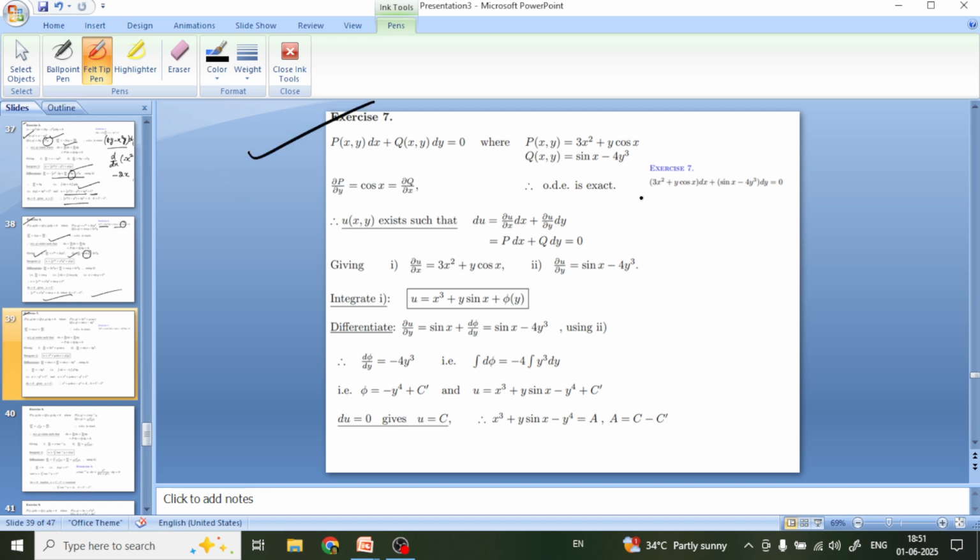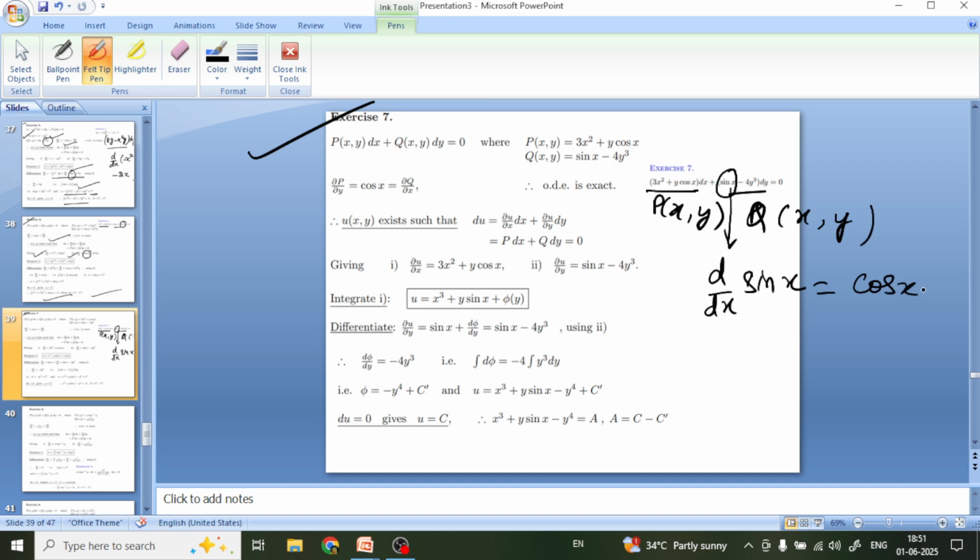Now exercise 7, in this, this is P(x, y), and this is Q(x, y). And this one is a constant. Sorry, sin x is used for the derivative. We have to find the sin x derivative, that is equal to cos x. You should keep in mind you have to find the derivative of only the x value, not the y value. So write here cos x.